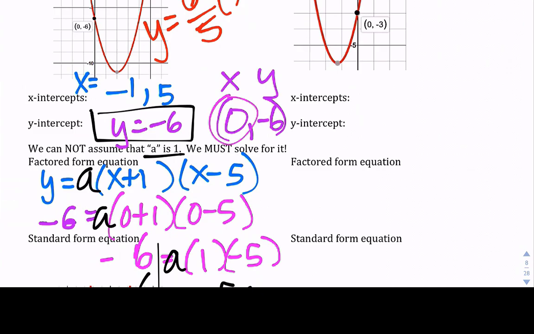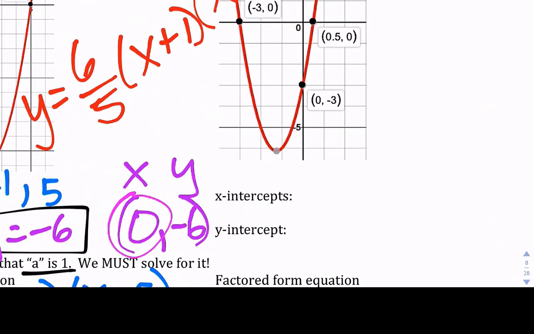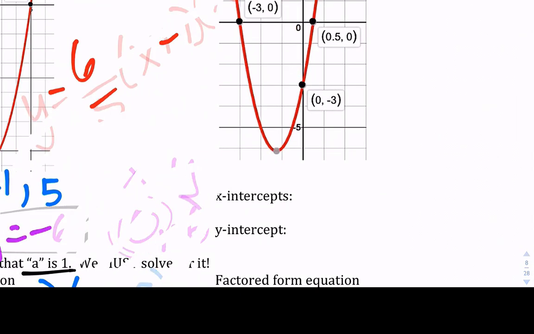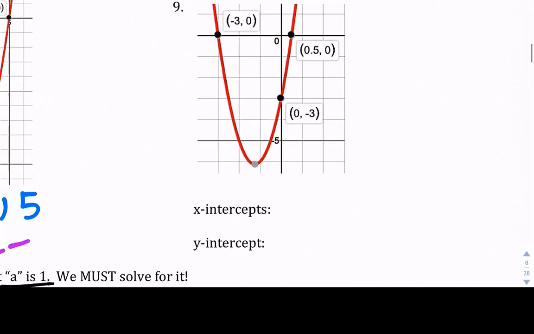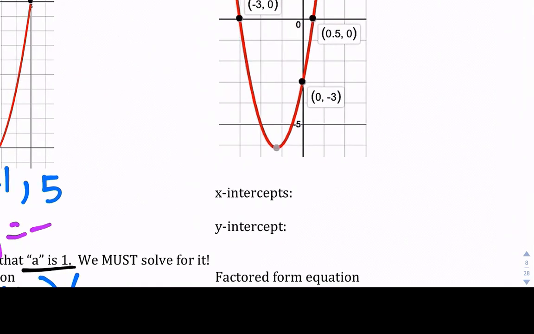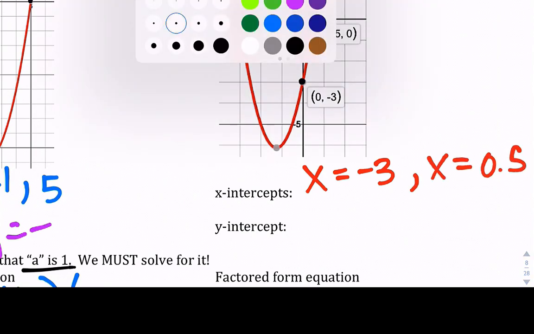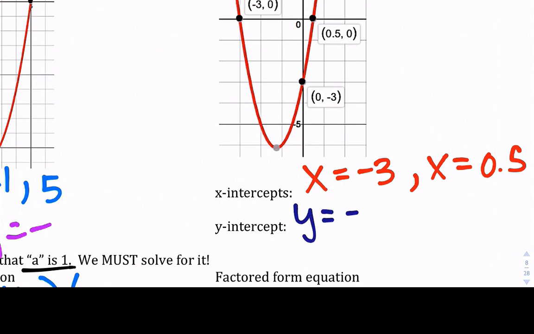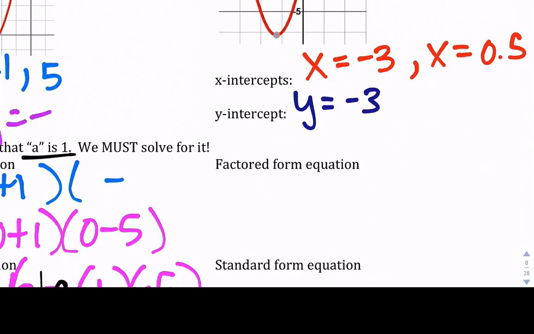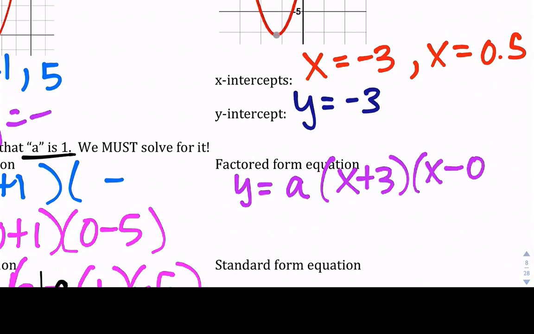Okay, let's try that again. Let's not make mistakes on this one. All right, we'll do number 9. Let me erase some of this here. Okay, so the x-intercepts are x equals -3, and x equals 0.5. The y-intercept is y equals -3. To write the equation, we say y equals, we need an A value, and it's the opposite of our factors, so x plus 3, x minus 0.5.